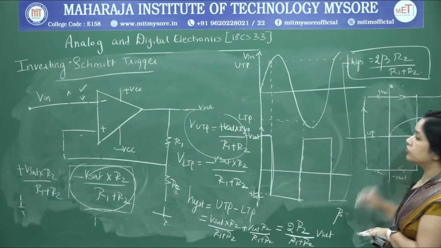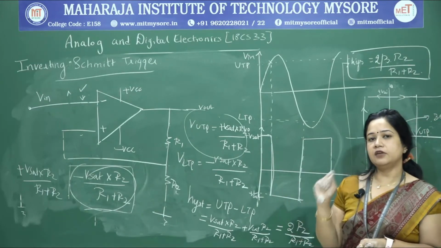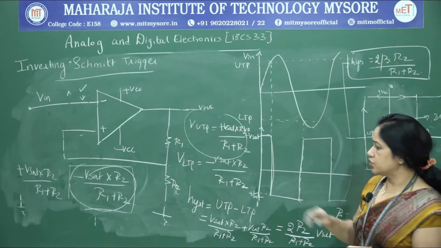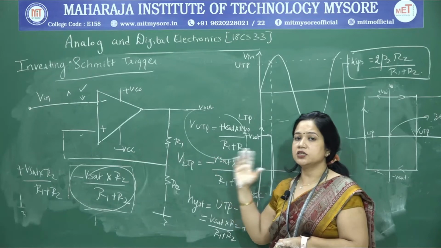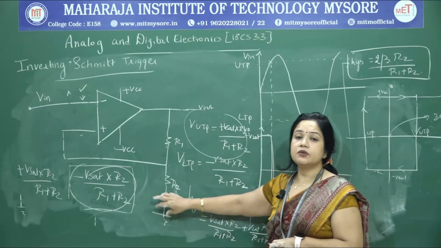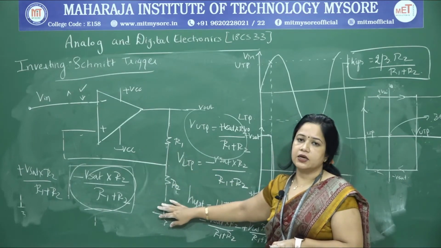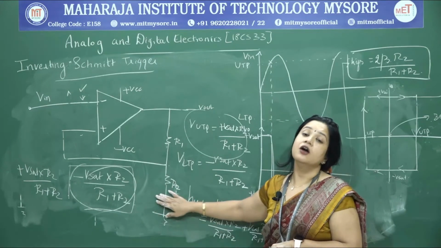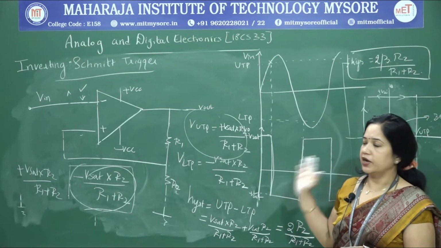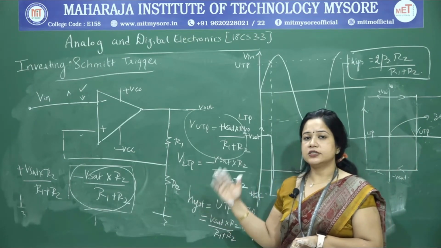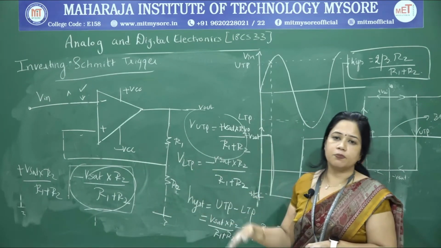You can see it is centered around 0. If you want to shift this left or right, we add a reference voltage. Now we will take up an inverting Schmitt trigger with a reference voltage. The hysteresis curve is shifted either to the left or right depending on whether we have a positive reference voltage or a negative reference voltage. We will take one case, a positive reference voltage, and we will see how the hysteresis curve is going to be shifted. The same discussion holds good when you put a negative reference voltage, only it is shifted in the opposite direction.